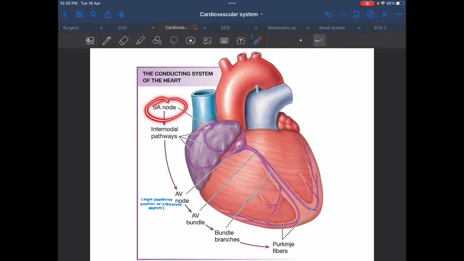So what is the SA node? The SA node is present in the right atrium, we know it, and where? At the junction of the superior vena cava when it meets with the right atrium. Just at that junction, our SA node is present. Okay? Make sense? What about the AV node?